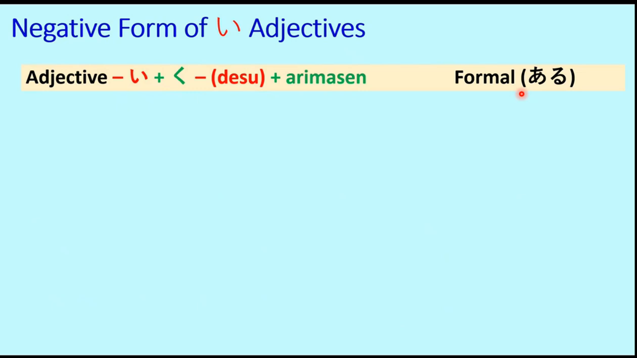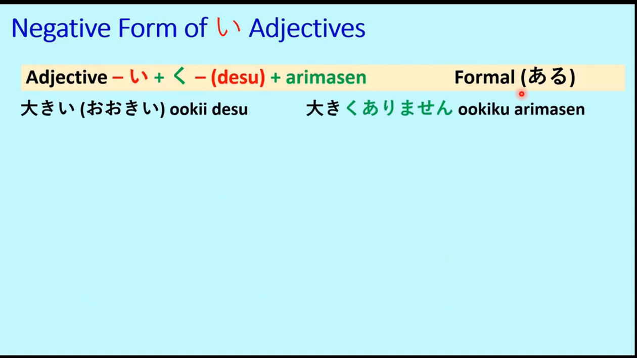So what does this mean? Let's take an example. Ookii. Ookii means big. Ookii desu becomes ookiku arimasen. We have removed the i sound, and a ku sound is added. So ookiku, and then in place of desu we have arimasen. That means it's not big. Ookii desu means it's big, and ookiku arimasen means it is not big. It doesn't mean it is small, but it means it is not big.